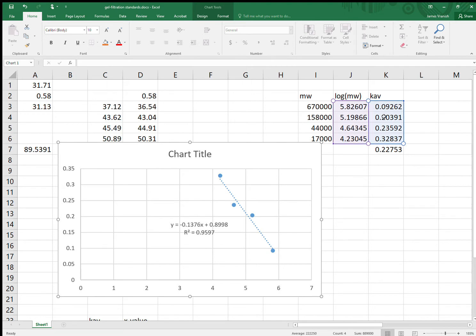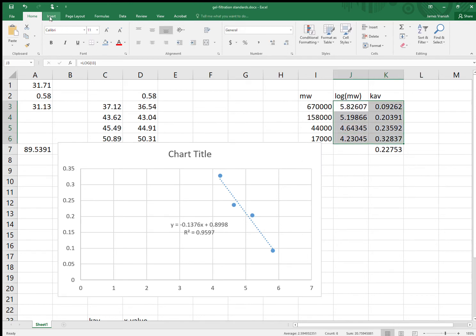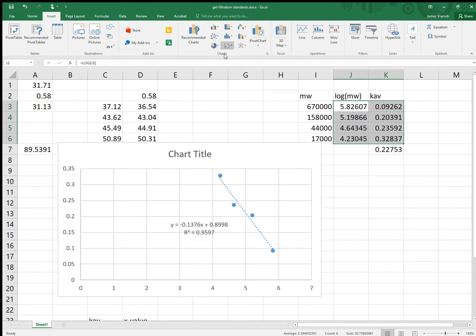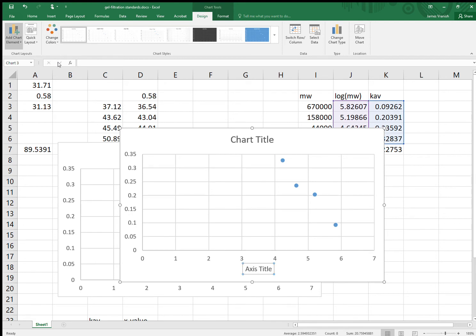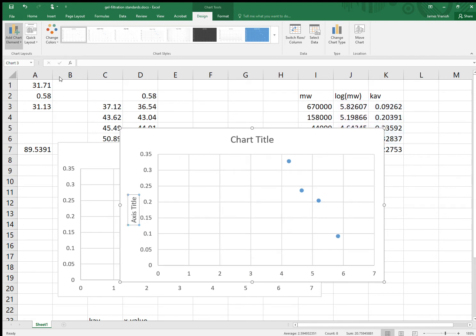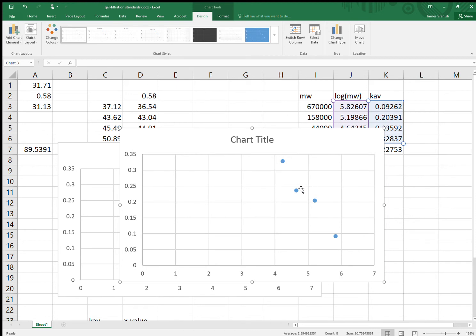So what I've done here is I've gone through and calculated the K-av values for each one of these peaks. And then I basically highlighted both of these and went up to insert and did a scatter plot like this. Once you've made a scatter plot like this, it's helpful to be aware of which axis is which. I would like you guys to go through and put in titles for your axes. You can do that by going over here, horizontal axis, vertical axis. I'm not going to do that though.